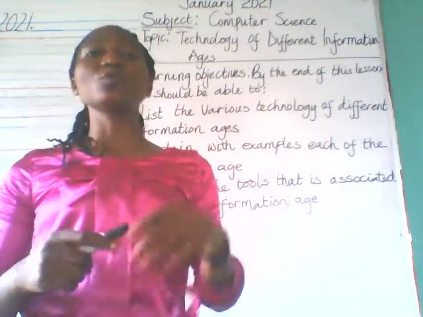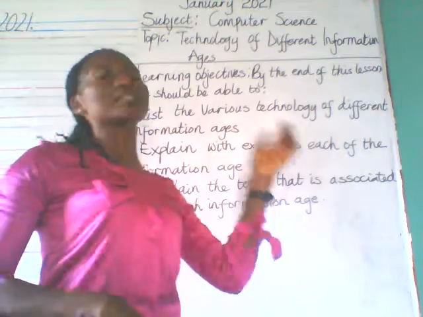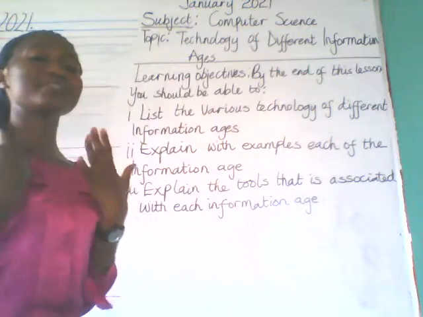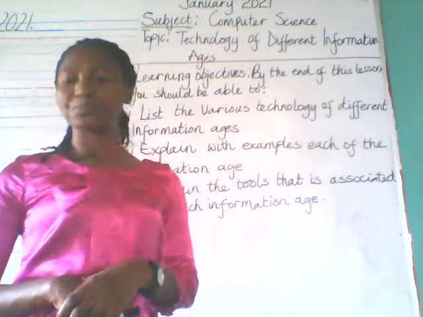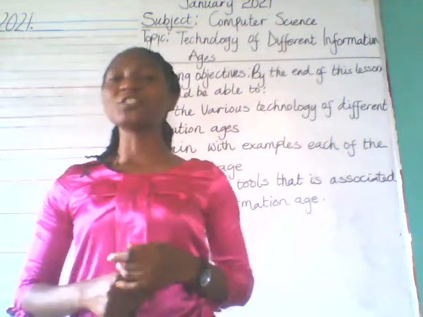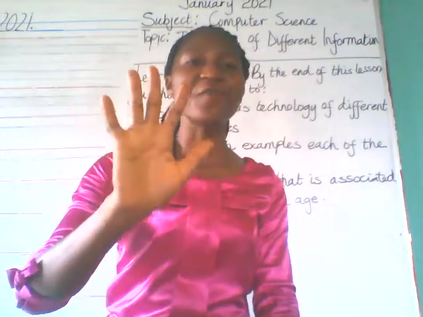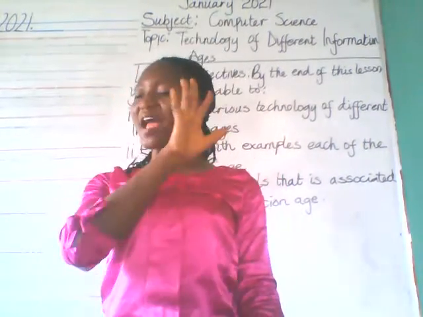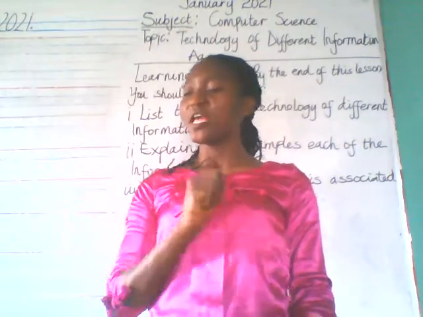You are going to give examples of them, and then also you are going to explain the tools that are associated with the information age. Now, the information age is grouped into 5. How many? 5. We are having 5 technology of information ages.